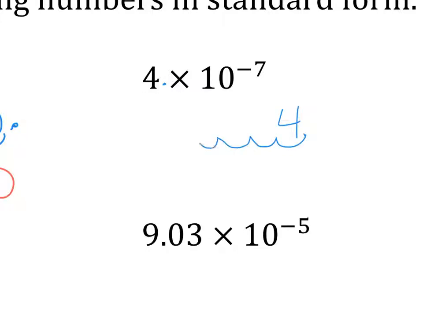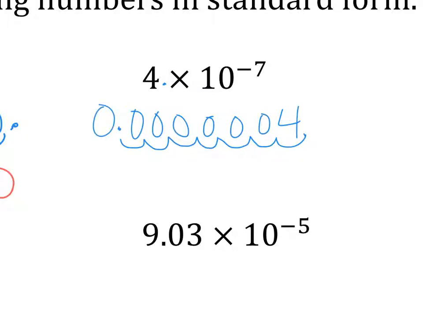1, 2, 3, 4, 5, 6, 7. Here it is. Fill in those with zeros. And there we go. We can rewrite it too. 1, 2, 3, 4, 5, 6 zeros and a 4.